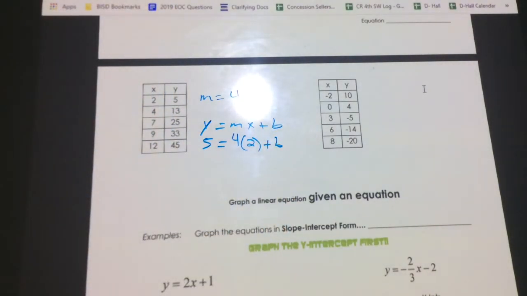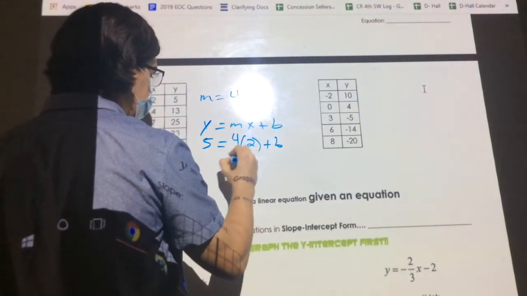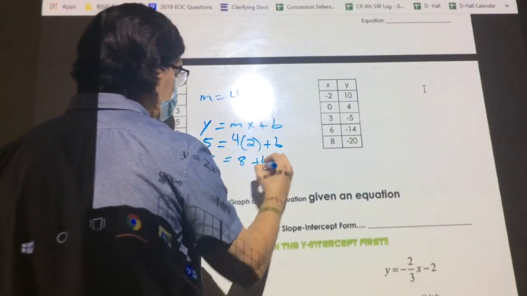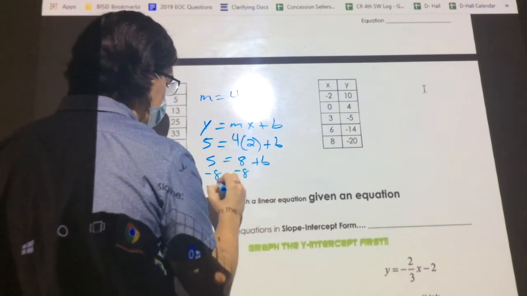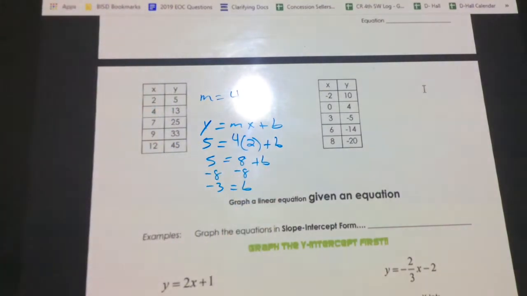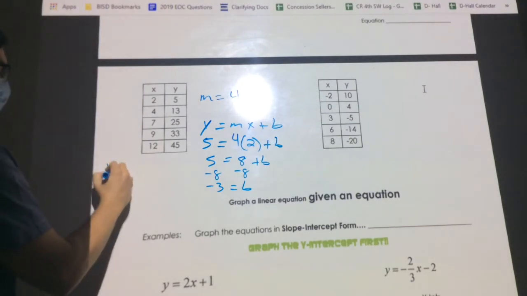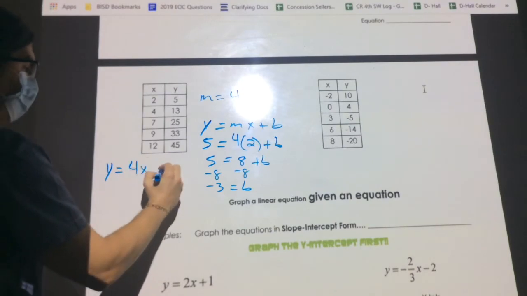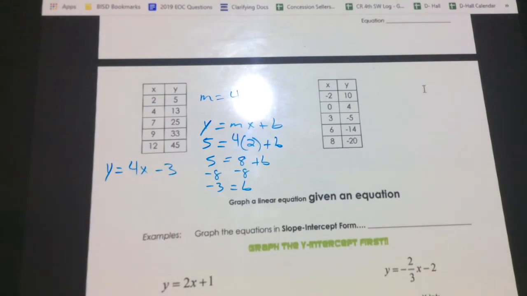Does everybody understand how I put this together? Yes, sir. 4 times 2 is what? 8. -3 equals b. So if I wanted to write this equation out in slope-intercept form, y equals 4x minus 3. Are we okay with that?